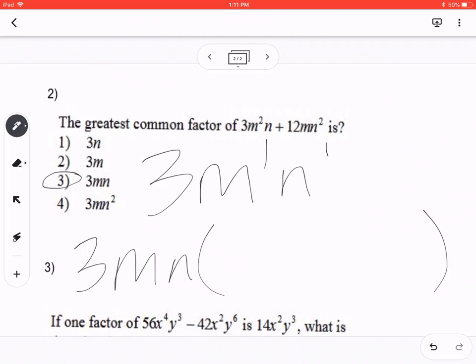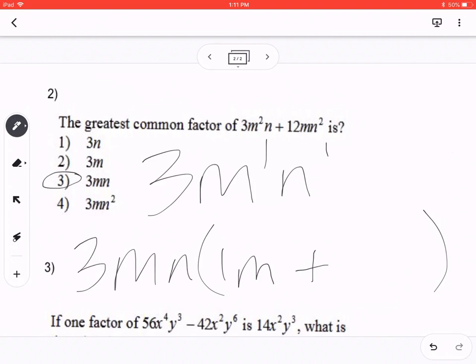For instance, in this question, the first term, 3m squared n, has to be divided by 3mn. 3 divided by 3 would be a 1. M squared divided by m would be m to the first power. N divided by n would cancel out. Bring down the plus sign.